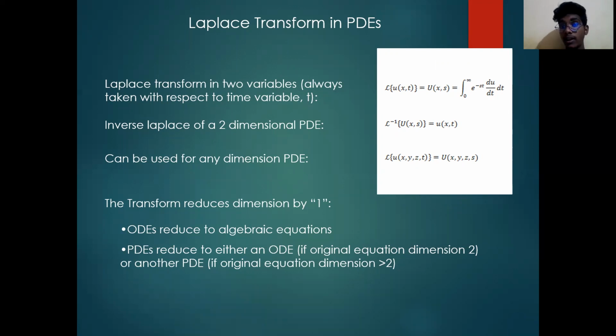L of u(x,t) is taken as u(x,s), which is equal to the integral from 0 to infinity of e to the power minus st times u. As we can see here, L inverse of u(x,s) is equal to u(x,t), and so on. The Laplace can be inverted, as the Laplace formula is given.